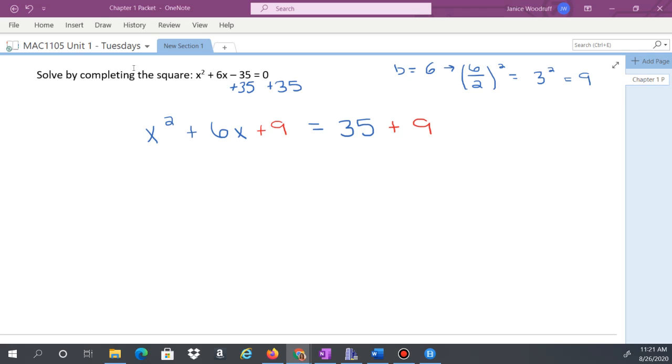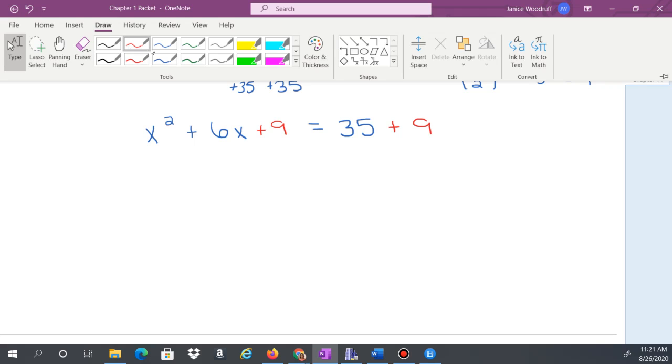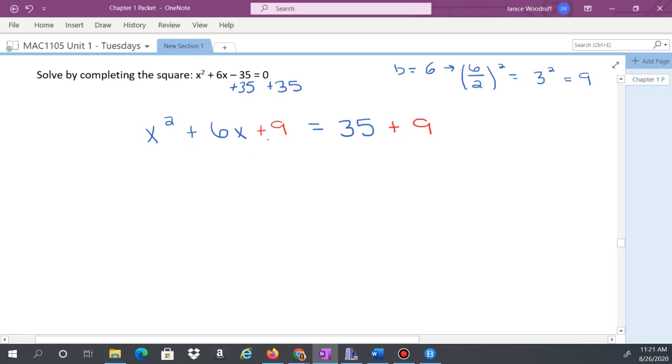Okay, and then the next thing we're going to do is factor on the left. X squared plus 6x plus 9. What multiplies to 9 and adds to 6? 3 and 3. So this is going to become x plus 3 squared. And then 35 plus 9 is 44.